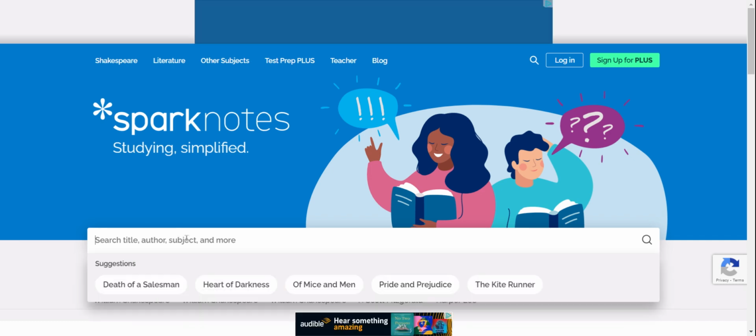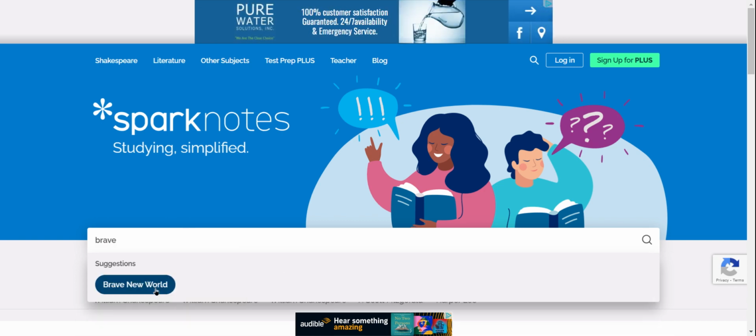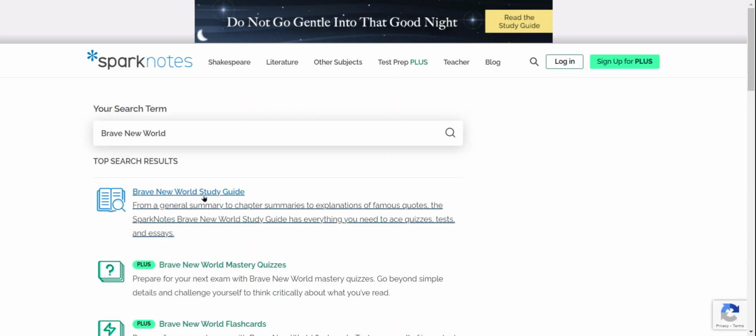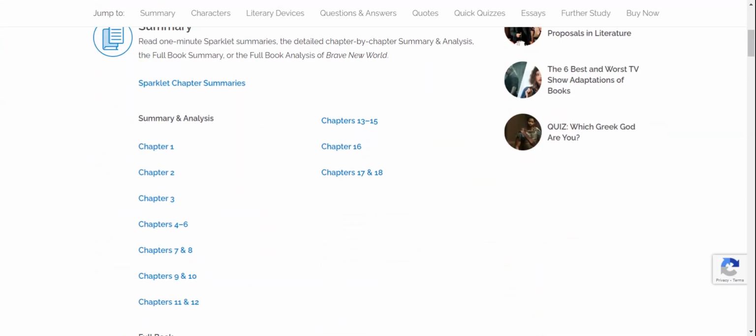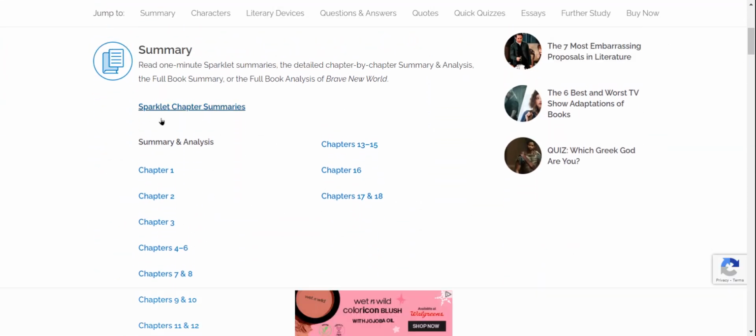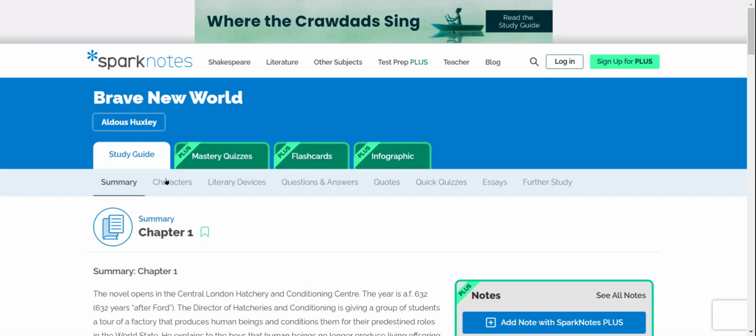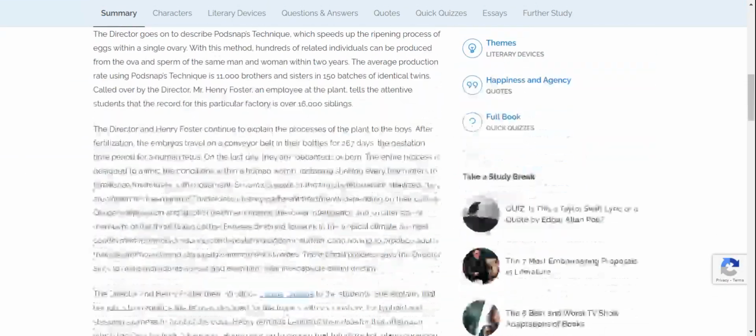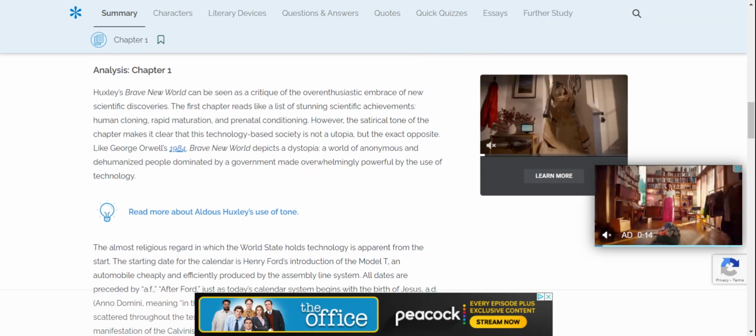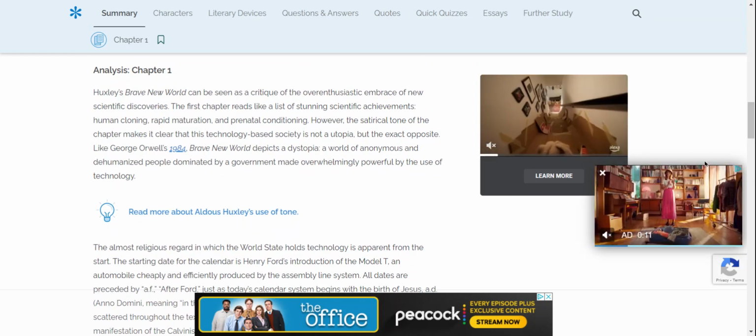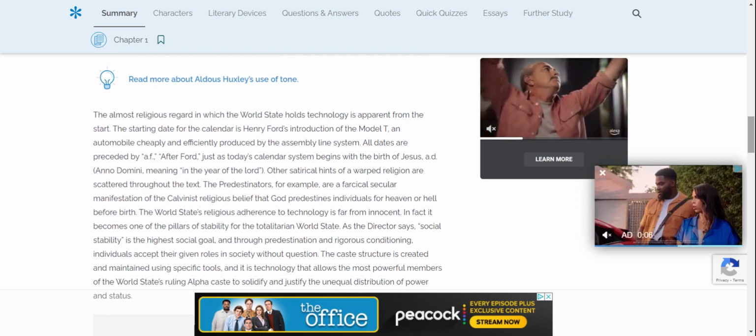So let's look at Brave New World. Okay, so Brave New World. The study guide is right here. This is what really, really saved me. You can have each individual chapter be summarized and even go so far as to have an analysis. So maybe the summary was enough, maybe you're still not getting it. This can put things into perspective a little bit more, which I thought was really awesome.